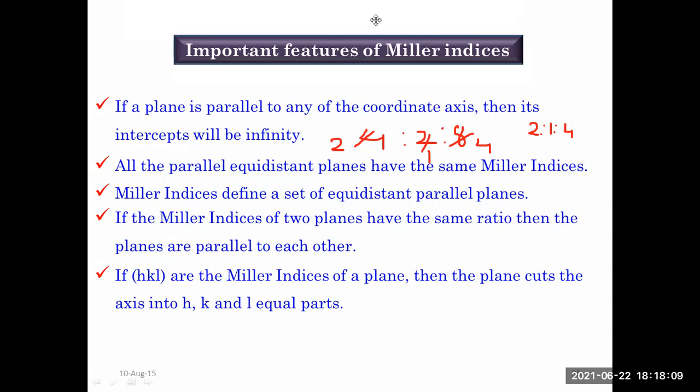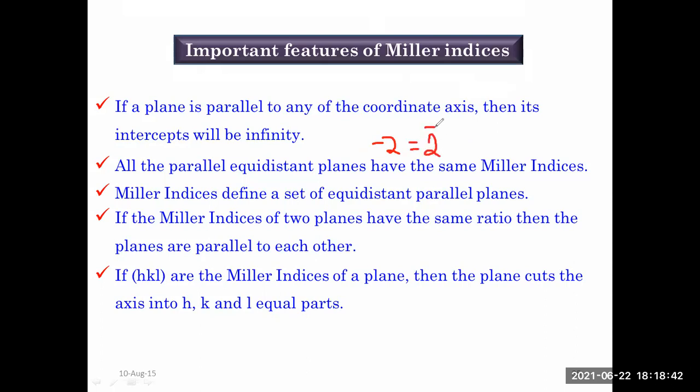Now, I think that you got at least a very good idea regarding how to determine the Miller indices. See, if any plane is parallel to any axis, then the intercept is taken as infinity. And for a plane, you can also get negative values. So for example, you get a negative value of the Miller indices. For example, you got the intercept as -2. This can be written in the Miller indices.